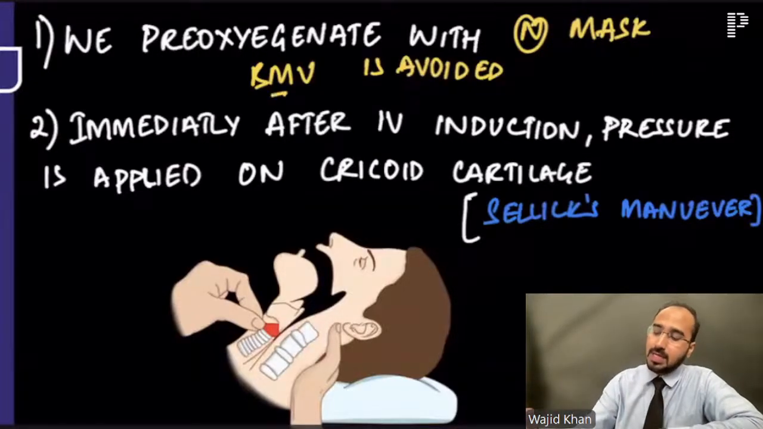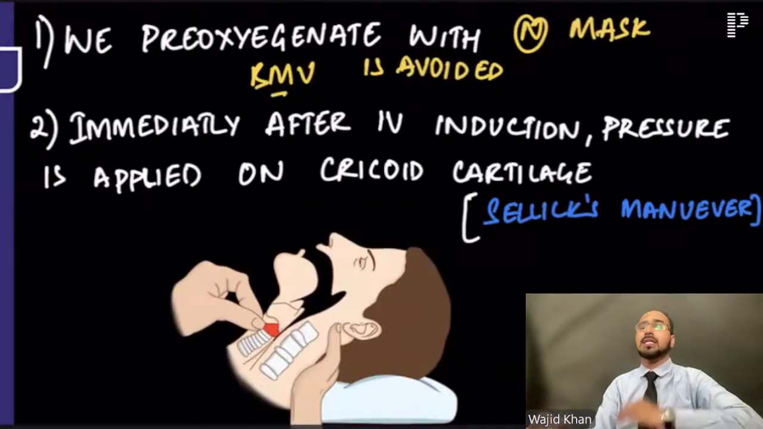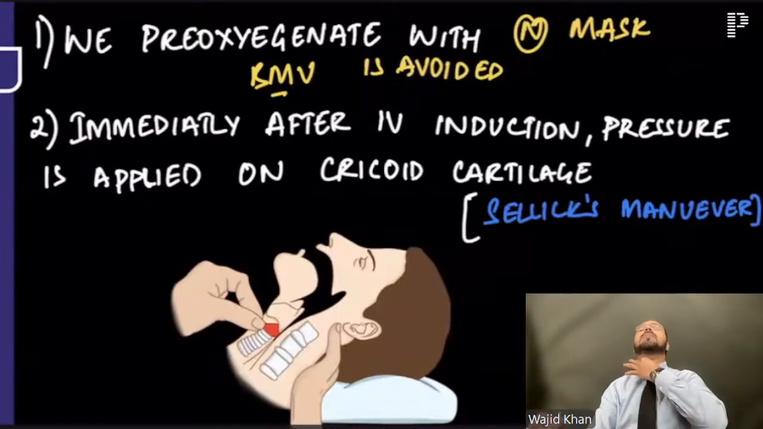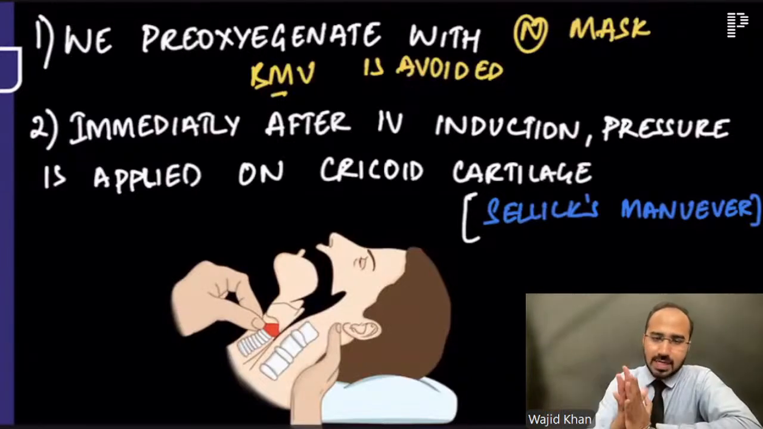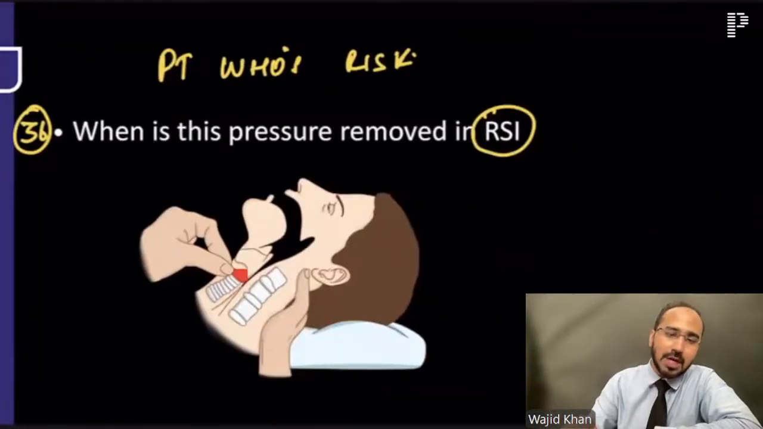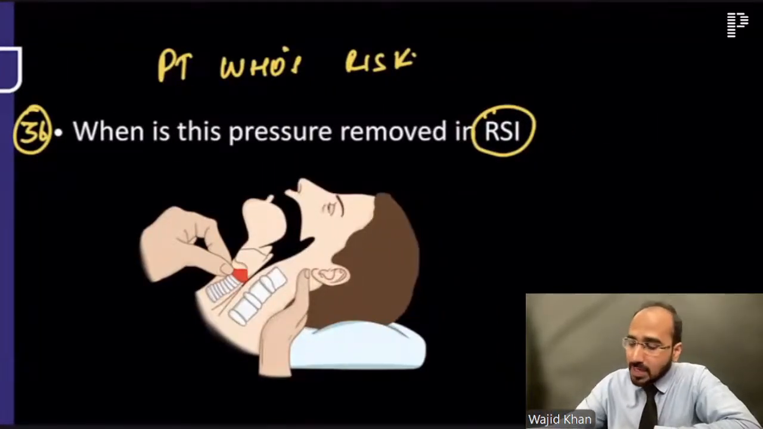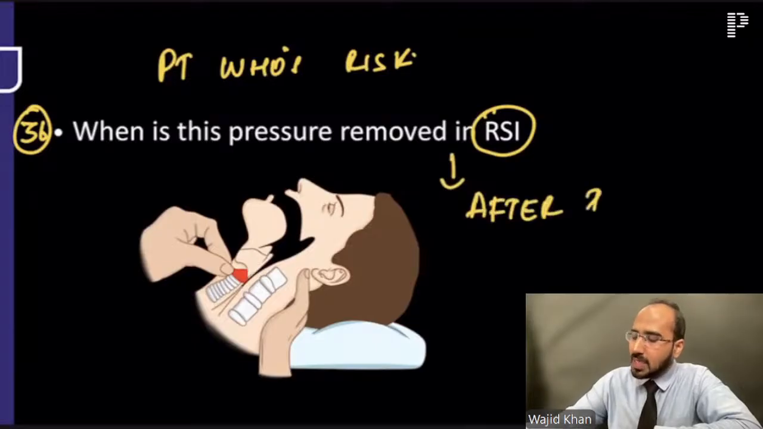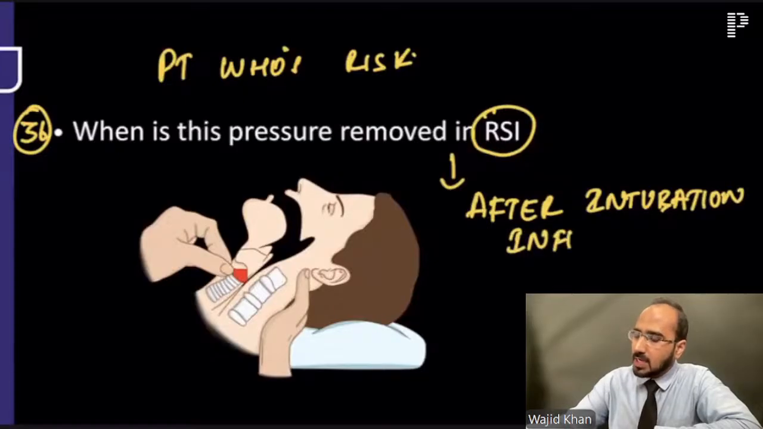Bag mask is avoided. Then immediately after induction, you tell your assistant to apply pressure on the cricoid cartilage so that the upper end of the esophagus is closed. This is called Sellick's maneuver. When is the Sellick's maneuver removed? Sellick's maneuver is removed after intubation and inflation of the endotracheal tube cuff.